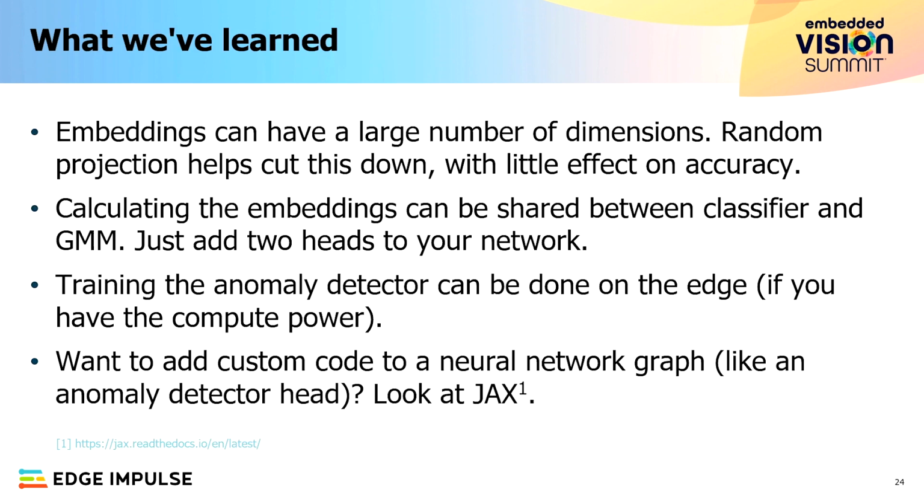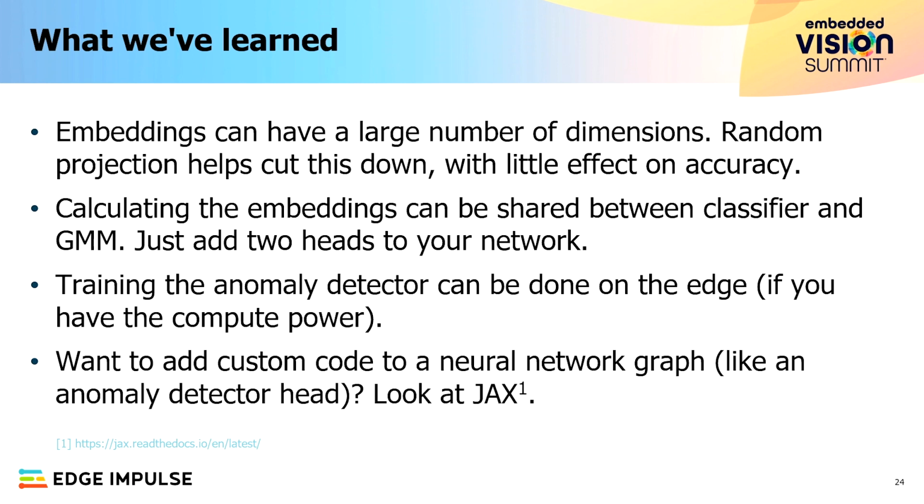All right, so what have we learned out of this? First of all, embeddings have a large number of dimensions, especially if you have a really high resolution input image. If you take a 96 by 96 pixel MobileNet model, you get some 1,200 something features out. That's still fine. But if you scale it up to 1024 by 1024, it's fully convolutional, so the number of features explodes. One thing that we've learned is that we can do random projection on these. And that works really well with a small effect on accuracy, but it reduces the complexity of the model significantly.